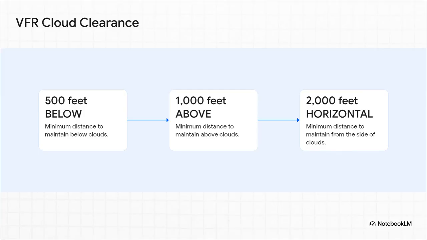And here are the magic numbers for staying away from those clouds. You've got to stay 500 feet below them, 1,000 feet above them, and 2,000 feet away from them horizontally. Just burn this into your brain. 500, 1,000, 2,000. It creates this vital little protective bubble around your airplane.